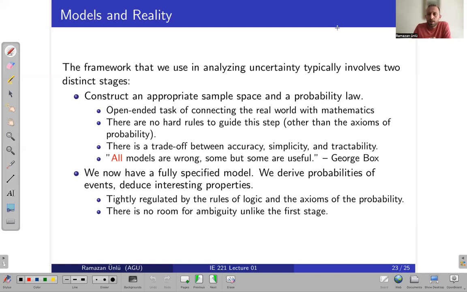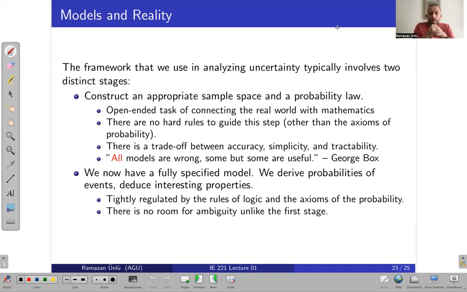These belong to the first stage. In the second stage, we have a fully specified model, and we just need to derive the probabilities of the events, and also deduce interesting properties from the model we chose. This second part is tightly regulated by the rules of logic, and also by the axioms of probability. If you remember from the previous part, if we don't want to have any problem with the sample space and our models, these three axioms of probability are supposed to be true.